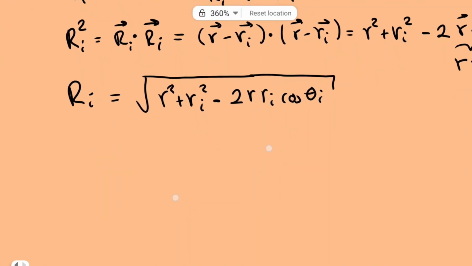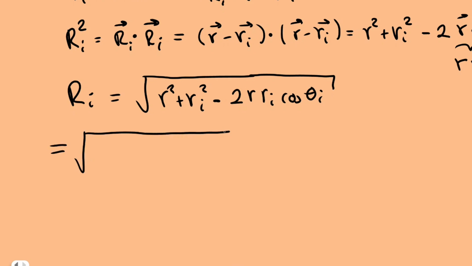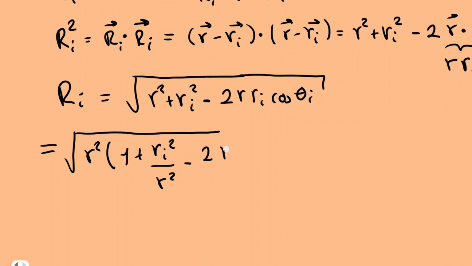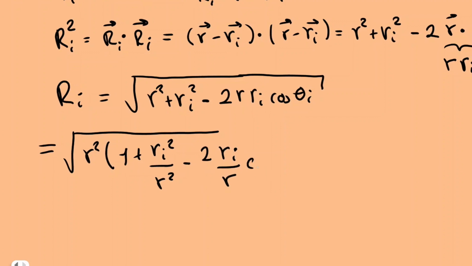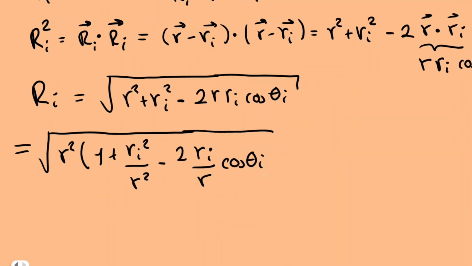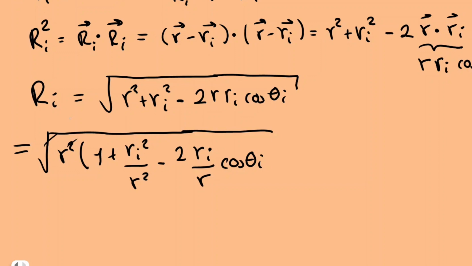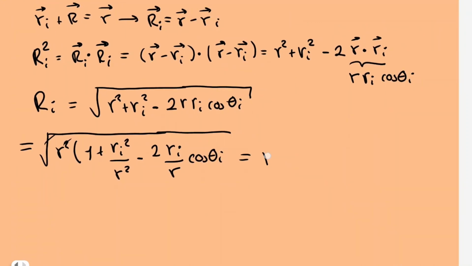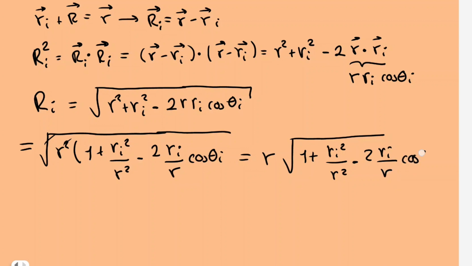Perfect. What we are going to do is take r squared as a common factor. That gives us r squared times 1 plus ri squared over r squared minus 2 times ri over r cosine of theta i. Since r is positive because it's a magnitude, we can cancel the square root with the square to get r times the square root of 1 plus ri squared over r squared minus 2 times ri over r cosine of theta i.